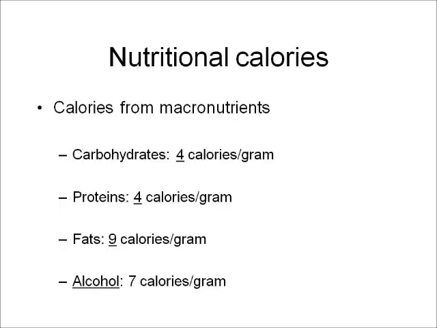Next slide, nutritional calories. Calories from macronutrients. So our macronutrients are carbohydrates, proteins, and fats. Carbohydrates supply 4 calories per gram. Proteins supply 4 calories per gram. And fats supply 9 calories per gram. That should be review from the lecture, the first exercise physiology portion of lecture. The last blank is alcohol. Alcohol provides 7 calories per gram.